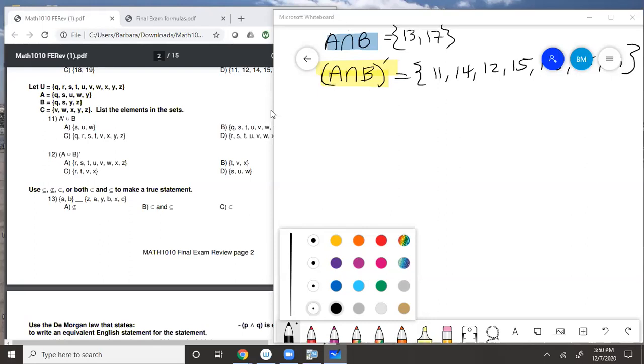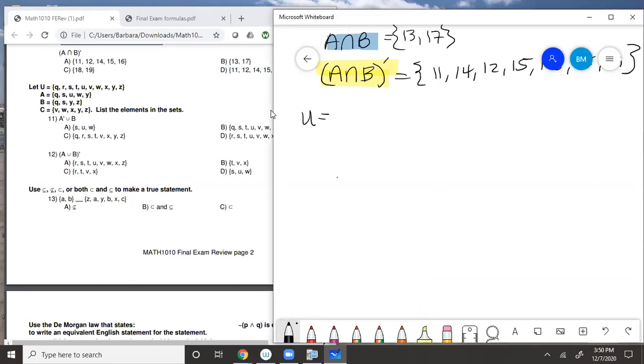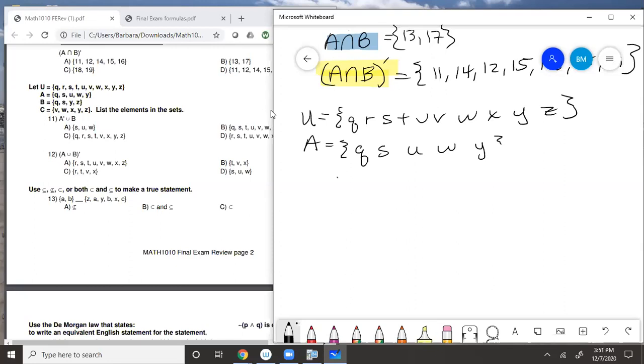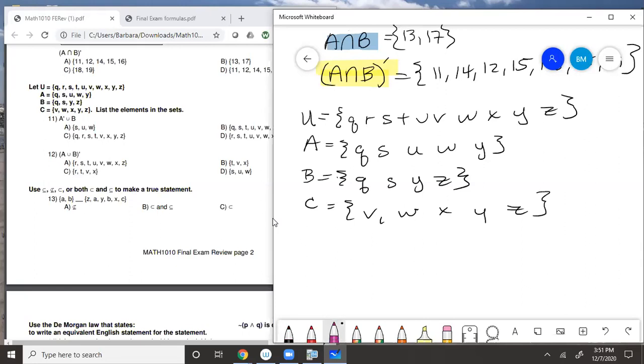Okay, so I'm going to write down everything in our universal set: Q, R, S, T, U, V, W, X, Y, and Z. And then A is Q, S, U, W, and Y. B is Q, S, Y, and Z. C is B, W, X, Y, and Z. So in number 11, we want A prime union B.